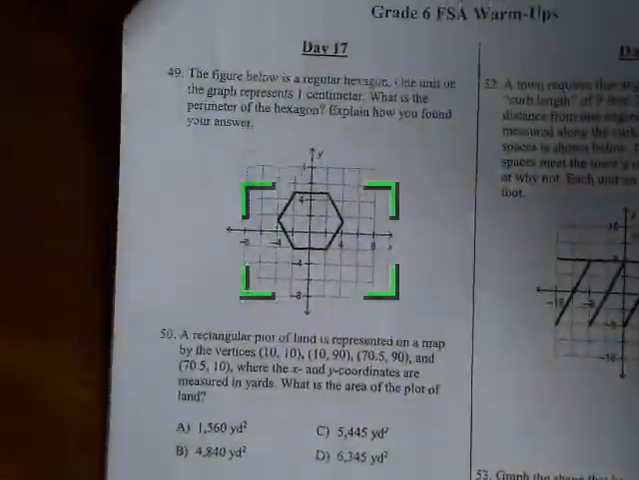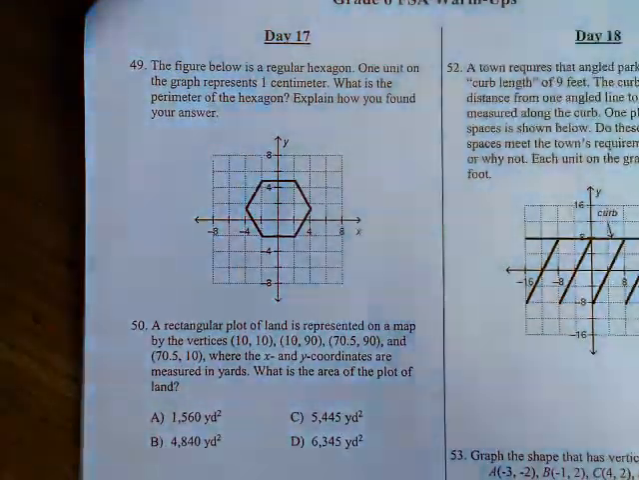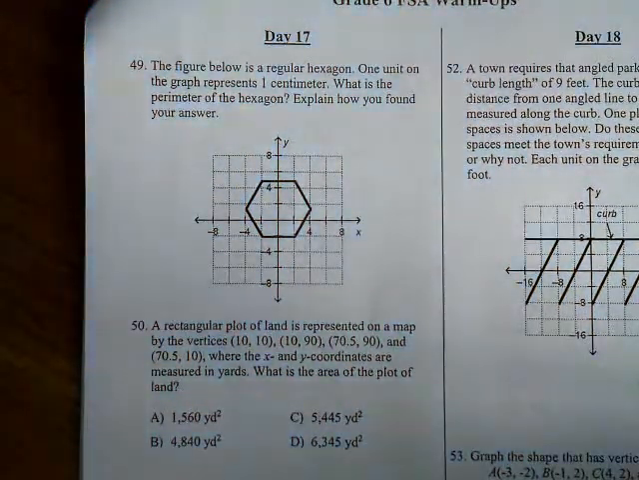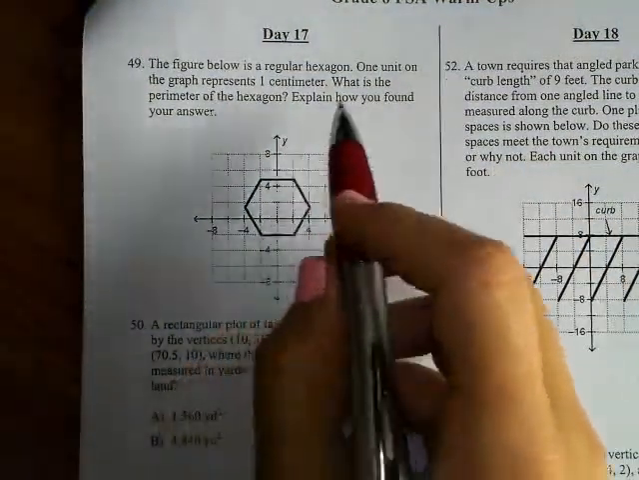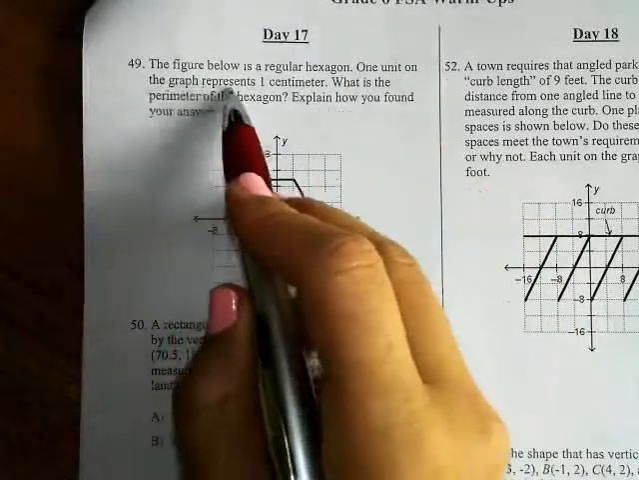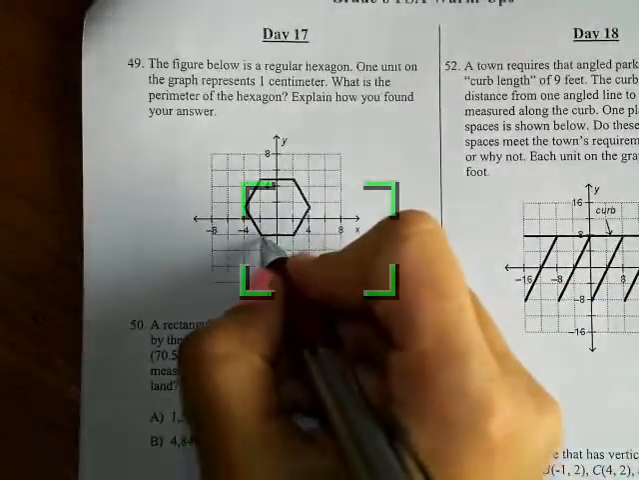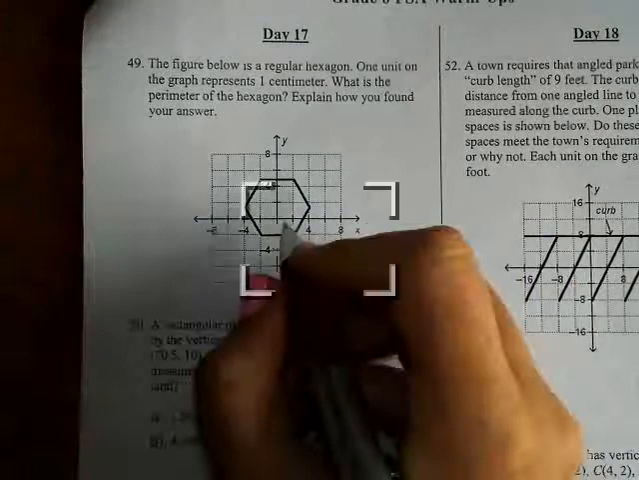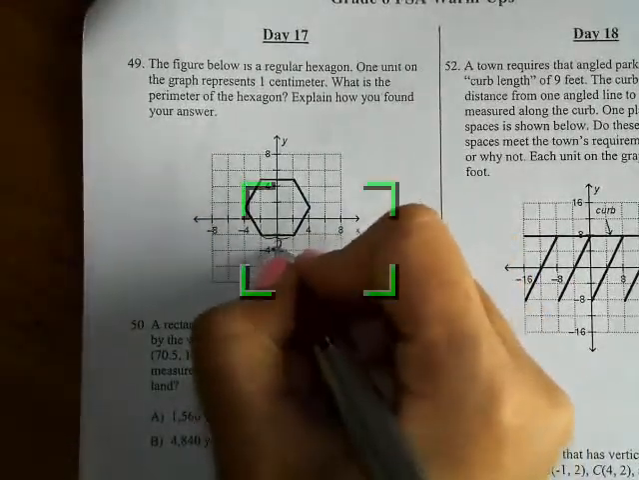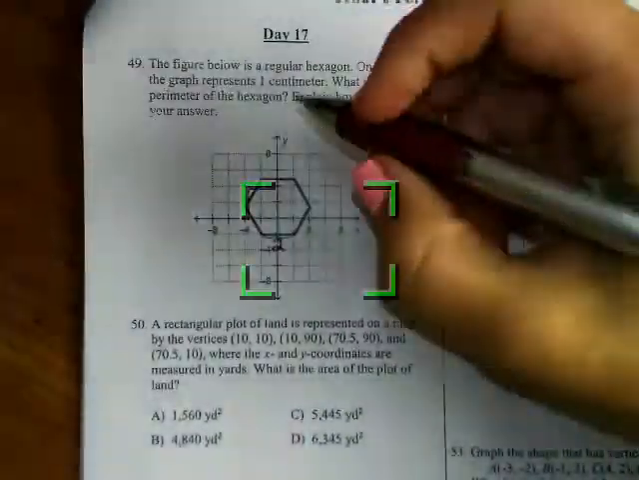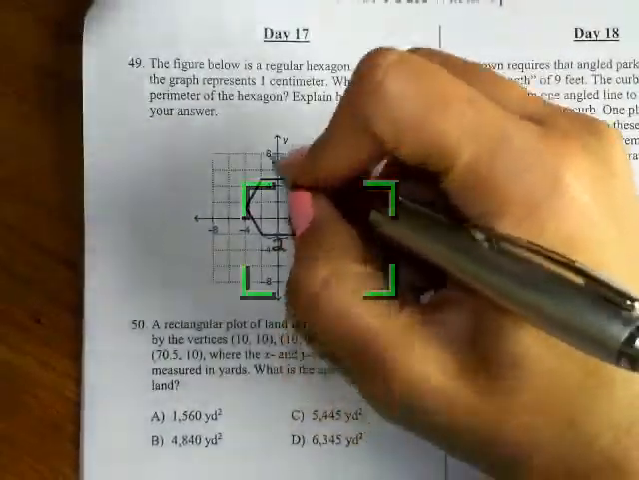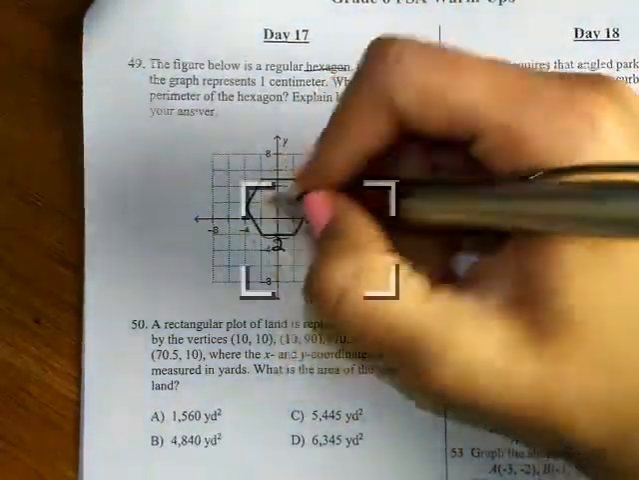Okay. The figure below is a regular hexagon. Each unit on the graph represents 1 centimeter. What is the perimeter of the hexagon? Explain how you would find the answer. All right, well, obviously, if it says 1 unit on the graph represents 1 centimeter, that means 1 unit from here to here is 1 centimeter. So I have 1 centimeter, 2 centimeters. Well, a rule with a hexagon says that all of these side measures are the same. So I can just go, how many sides are on the hexagon? 1, 2, 3, 4, 5, 6.